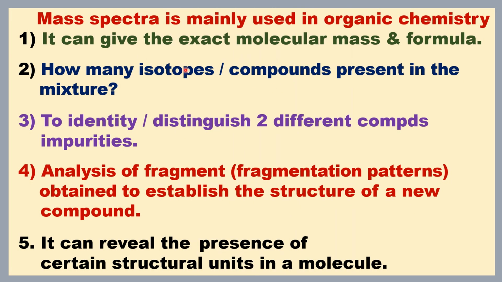Mass spectra is mainly used in organic chemistry. It is also used in forensic science, biochemistry, protein chemistry, microbiology, and physics, to find the relative abundance of isotopes, etc. It can give the exact molecular mass, molecular formula and its elemental composition, and how many compounds are present in the mixture.